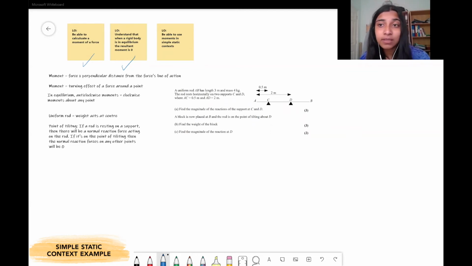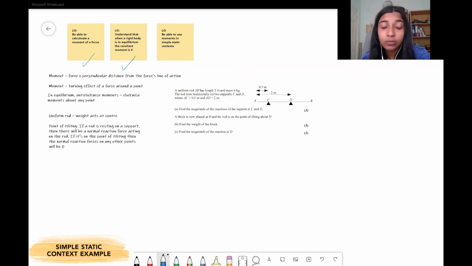There are some key definitions that you may need to use when applying this to this kind of question. So the first one is, if the question mentions a uniform rod, then that means your weight is going to act at the center of your rod. If it's non-uniform, then you may be asked to find the center of mass.